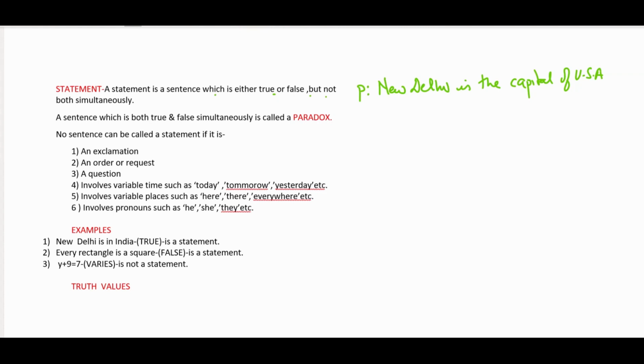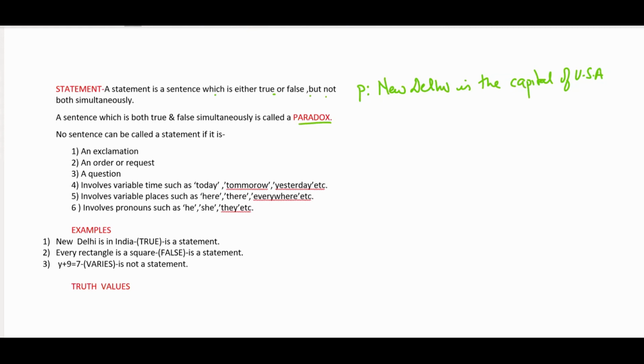So if a sentence is true, then it is a statement. If a sentence is false, then it is a statement. But if it is true and false simultaneously, then in that case, that is not a statement. A sentence which is both true and false simultaneously is not a statement, but is called a paradox.